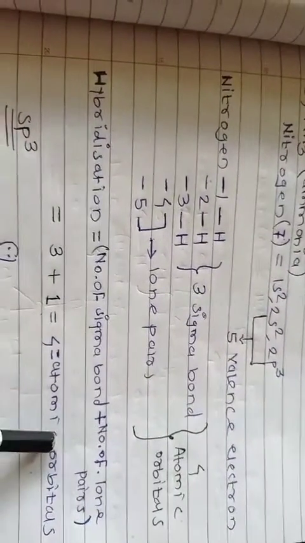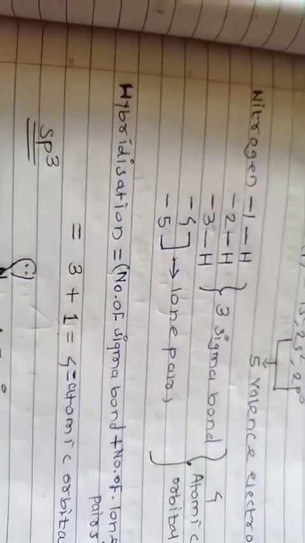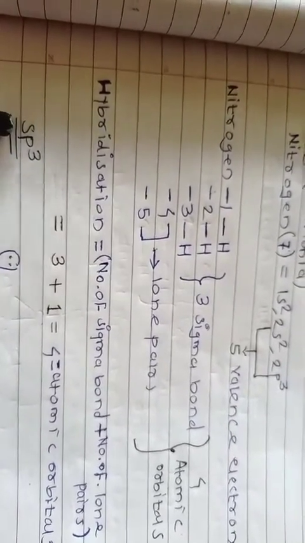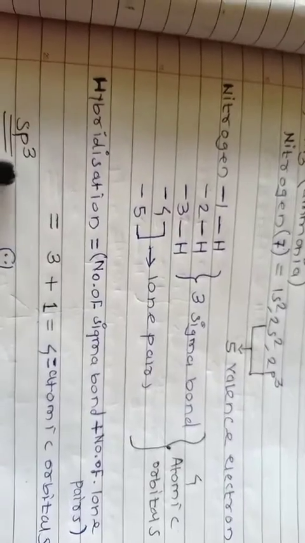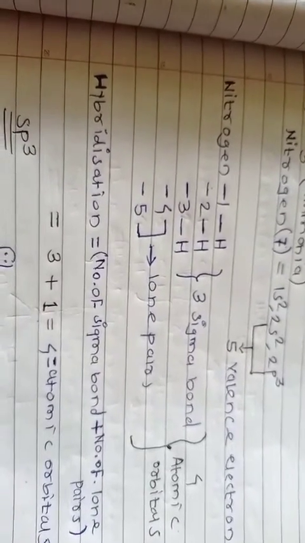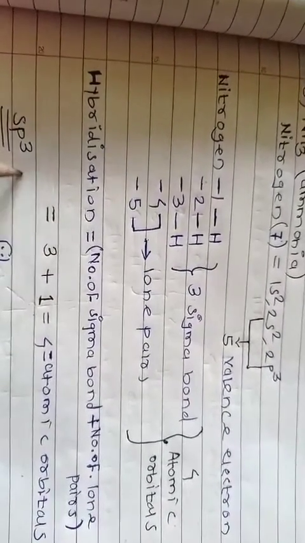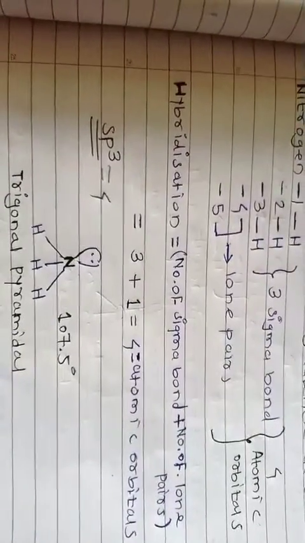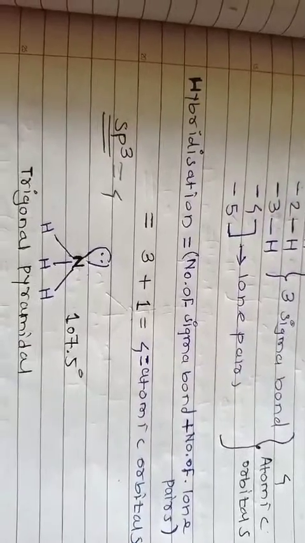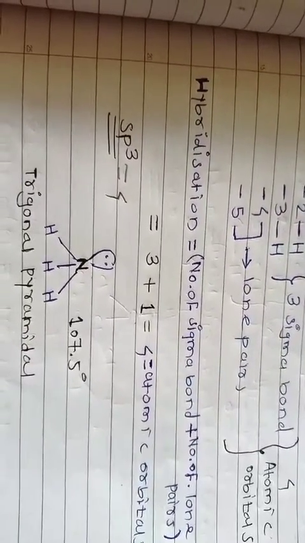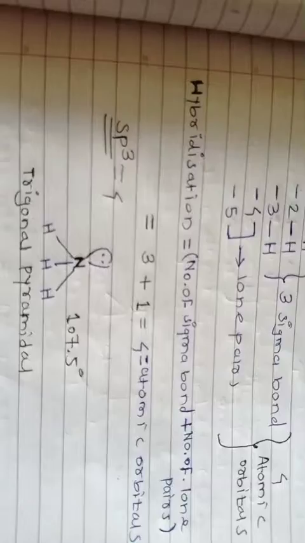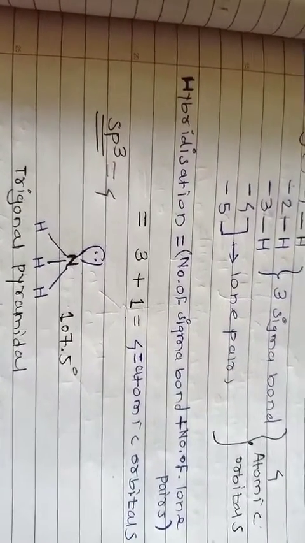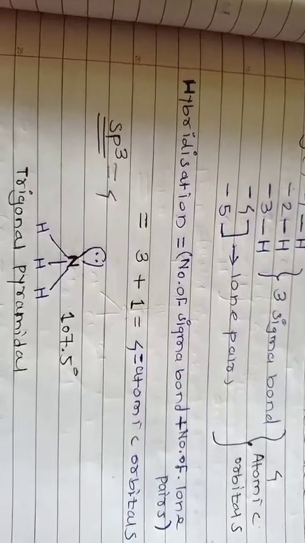Right now we have 4 atomic orbitals. So the possible hybridization is sp3, that is 1 s and 3 p, 4 atomic orbitals. The possible geometry for ammonia is trigonal pyramidal, and the bond angle is 107.5 degrees. I hope you understand this also for an atom having a lone pair, that is ammonia.